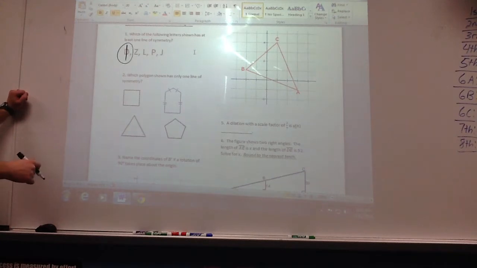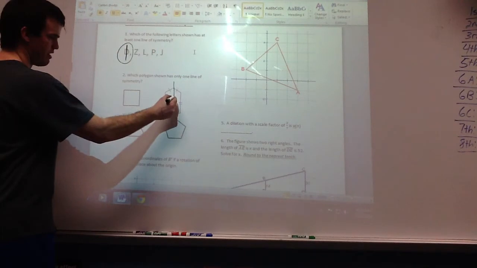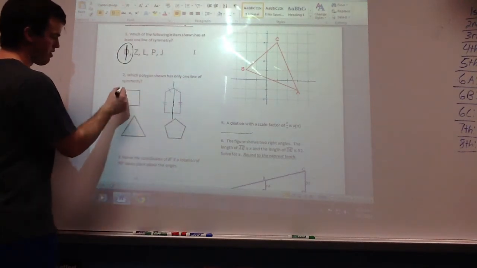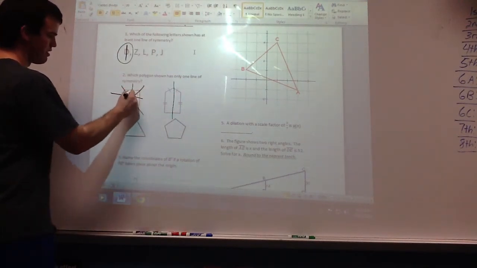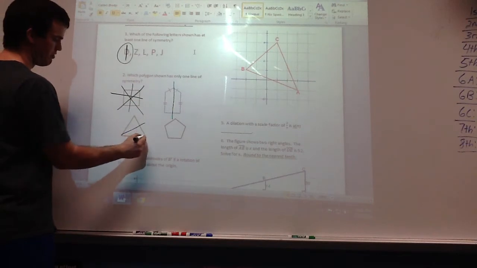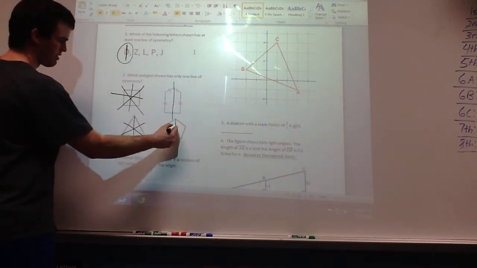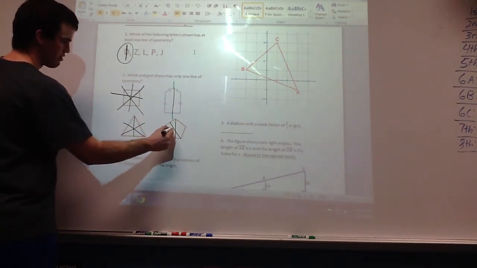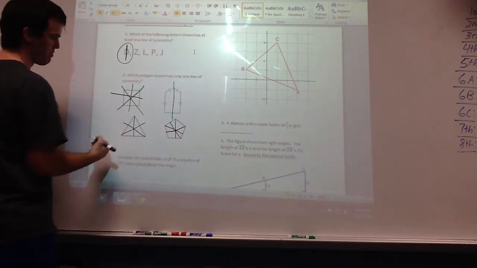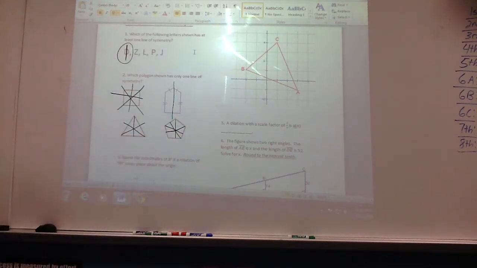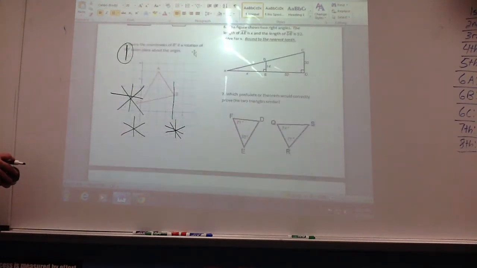Alright, number 2, which polygon shown has only one line of symmetry? The correct answer here is our inverted trapezoid. All of the other polygons would have multiple lines of symmetry. Tomorrow on your term assessment, make sure to notice if they're regular polygons or not. That will help you in aiding whether or not they have one line or multiple lines of symmetry.